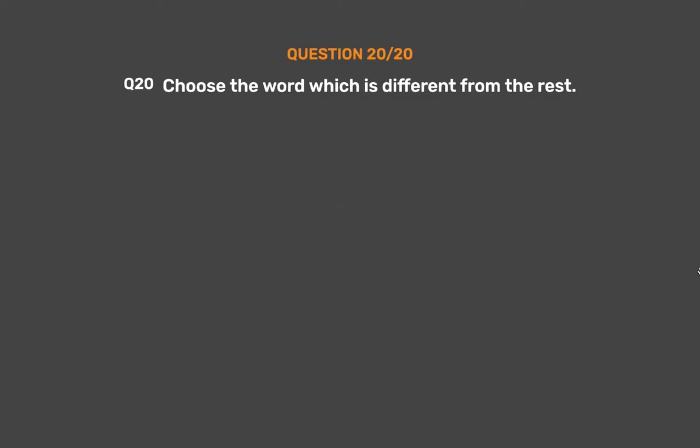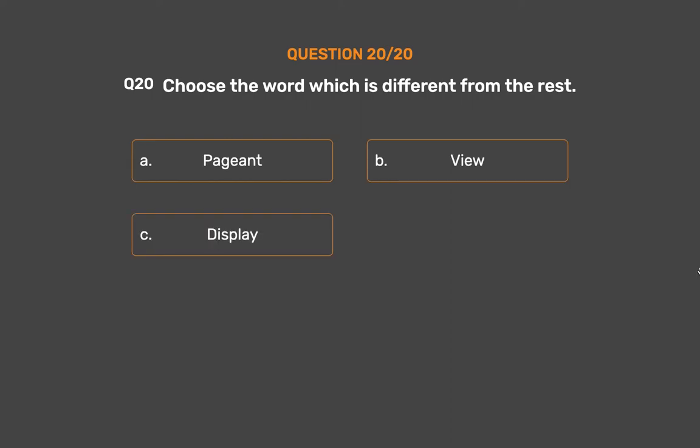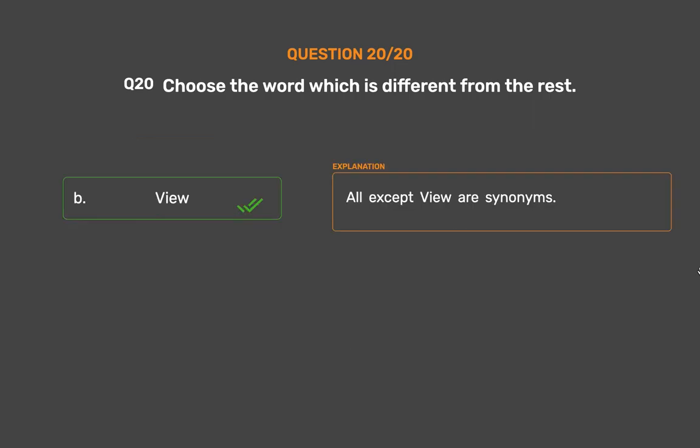Question number 20. Choose the word which is different from the rest. Option A, pageant. Option B, view. Option C, display. Option D, spectacle. The correct answer is option B, view. All except view are synonyms.